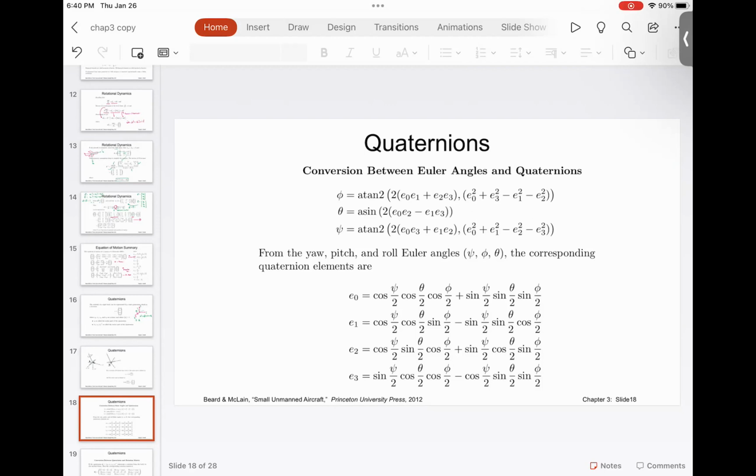Alternatively, if you have a quaternion, you can perform that conversion and you can get Euler angles. So conversion from Euler angles to quaternion and from quaternion to Euler angles is possible.